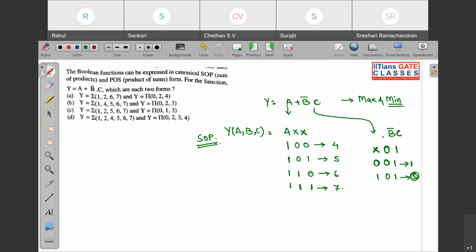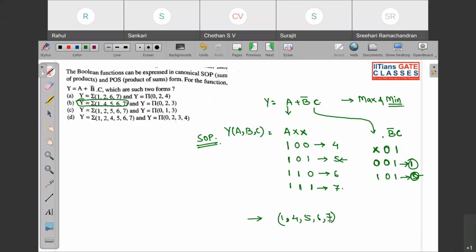So the min terms that are present over here: it is equal to 1, because 1 is coming from here. 5 is present in both. Since we are going to write in ascending order, this will be 4, 5, 6, 7. So look, in which option do we have 1, 4, 5, 6, 7? Option B we have. Any other options? No. So this is your min terms.